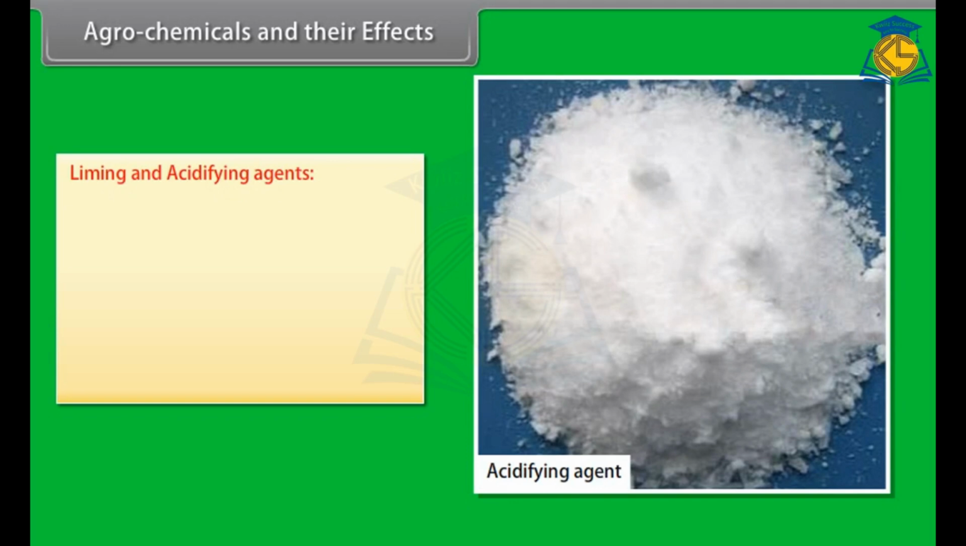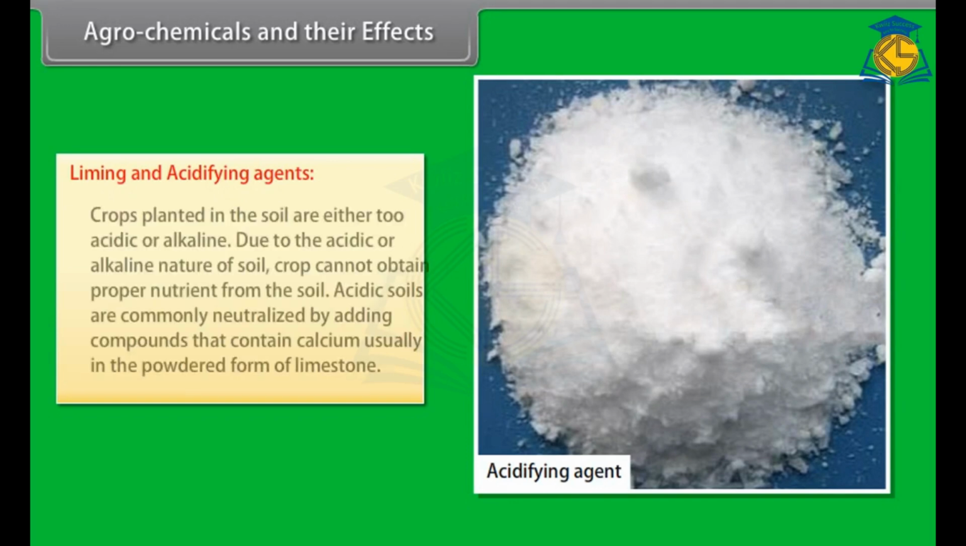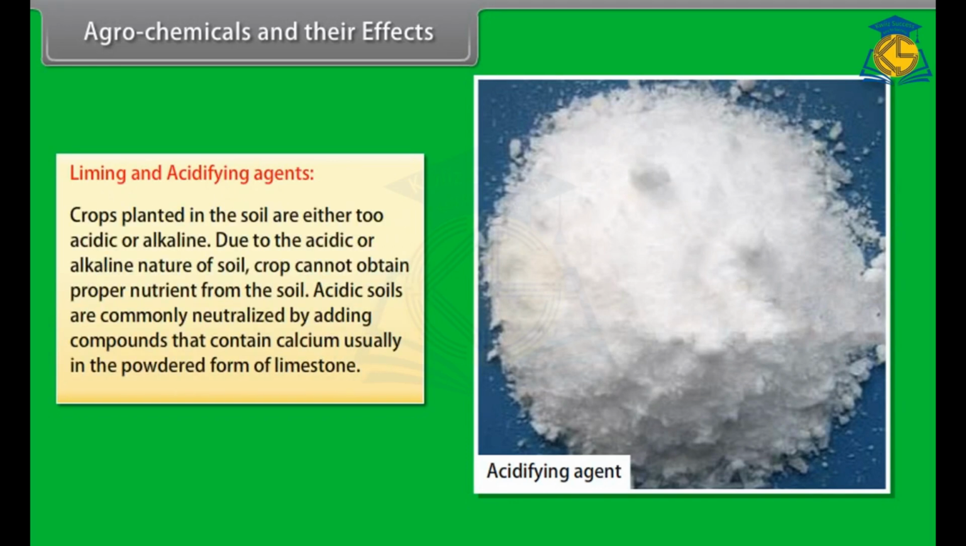Liming and acidifying agents. Crops planted in the soil are either too acidic or alkaline. Due to the acidic or alkaline nature of soil, crops cannot obtain proper nutrients from the soil. Acidic soils are commonly neutralized by adding compounds that contain calcium, usually in the powdered form of limestone.